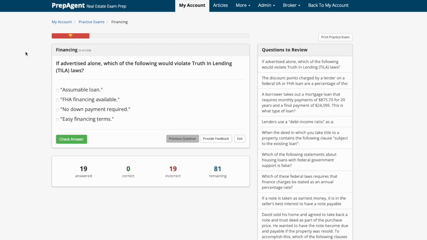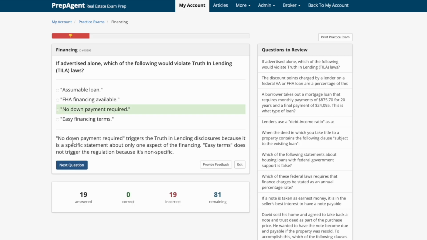If advertising a loan, which of the following would violate truth in lending laws? An assumable loan, FHA financing available, no down payment required, easy financing terms. No down payment required triggers the truth in lending disclosure because it is a specific statement about only one aspect of financing. Easy terms does not trigger the regulation because it's not specific.